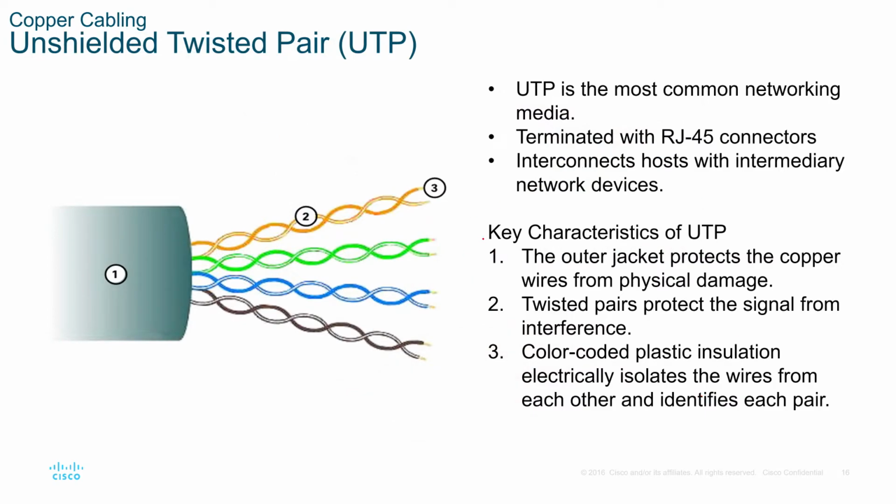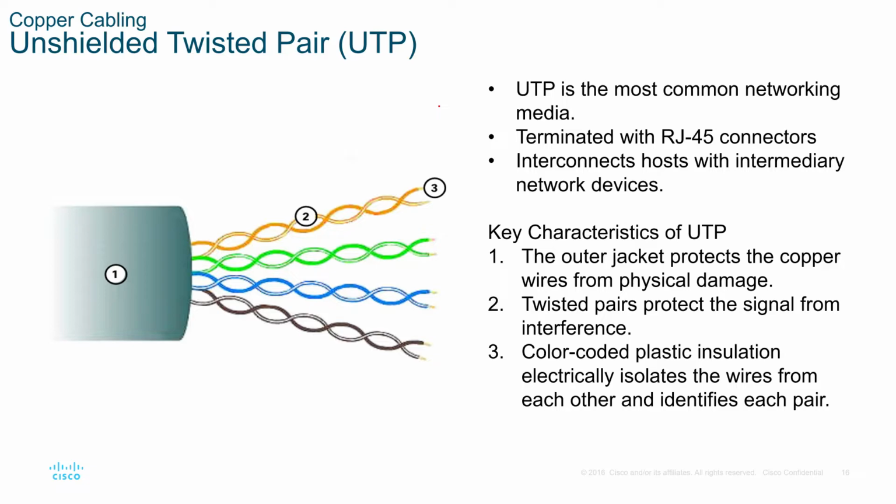As we can see here in our diagram, we have the twisted pairs. UTP is the most common networking media. We terminate it with an RJ45 connector. It interconnects hosts with intermediary network devices, our switches, routers.